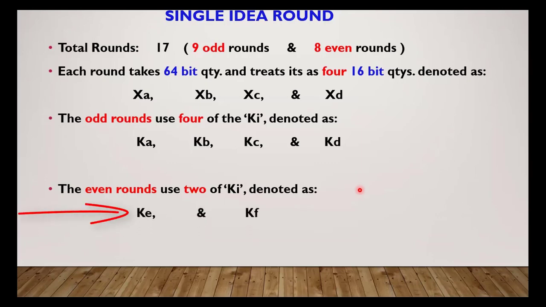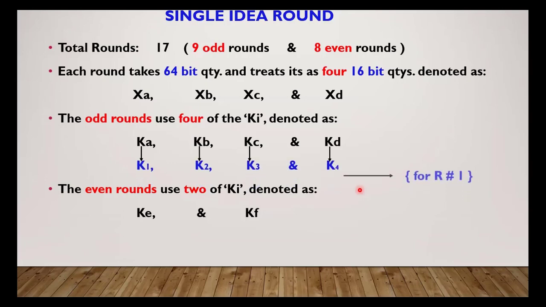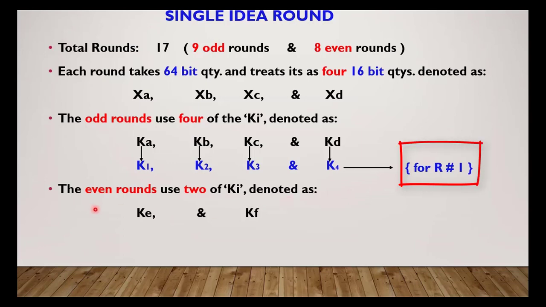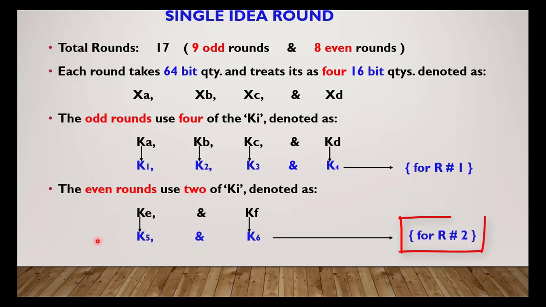And if you are using these keys, for example, for round 1, that is an odd round, these keys are K1, K2, K3, K4. Okay, these are for round 1. And when you talk about an even round, if it is the second round, that is round 2, then these keys are K5 and K6. So it is for round 2. And similarly, if we go on in the similar fashion, then for round 3, the keys will be K7, K8, K9, and K10. And for round 4, the keys will be K11 and K12. In the similar fashion, you can reach up to round 17.